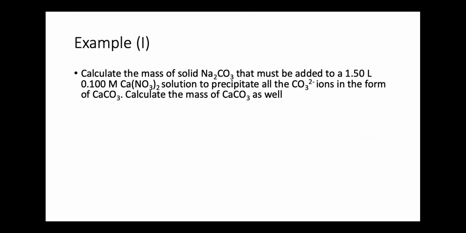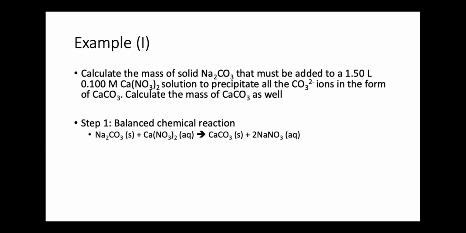So now the examples. I do it step by step. Calculate the mass of solid sodium carbonate that must be added to a 1.5 liter 0.1 M calcium nitrate solution to precipitate all the carbonate ions in the form of calcium carbonate. That's the precipitate. Calculate the mass of calcium carbonate as well. So, let's do it. First step, balance the chemical reaction.